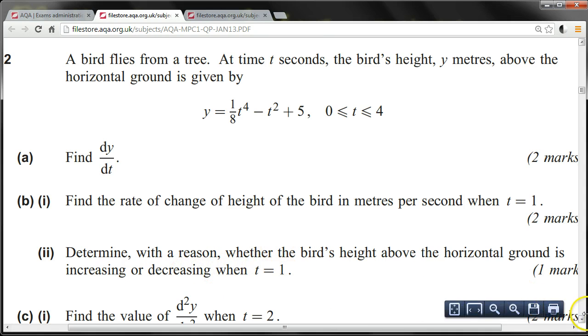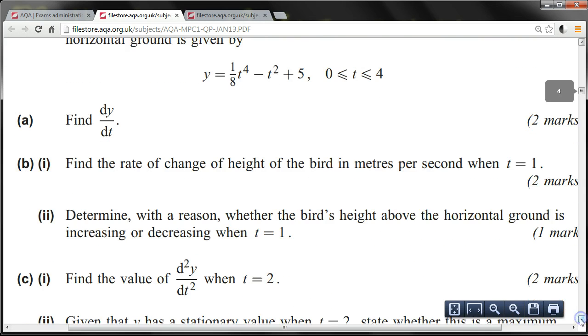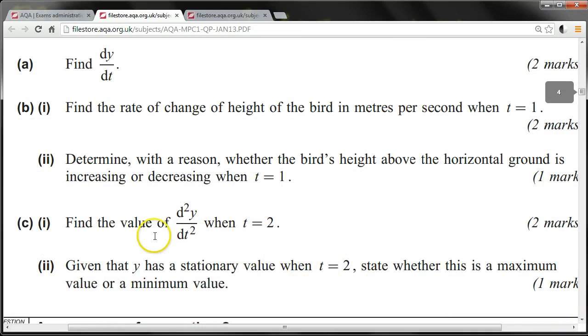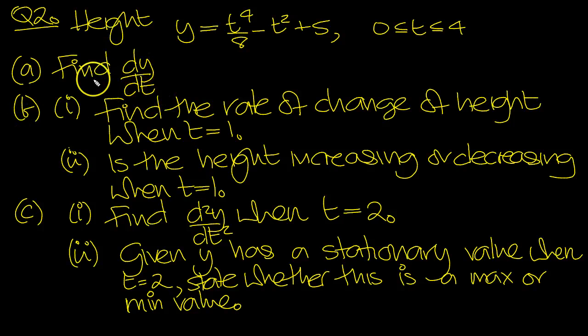Find the value of d2y by dt squared when t is 2. And given that y has a stationary value when t equals 2, state whether this is a maximum value or a minimum value. So here's the question then summarized.